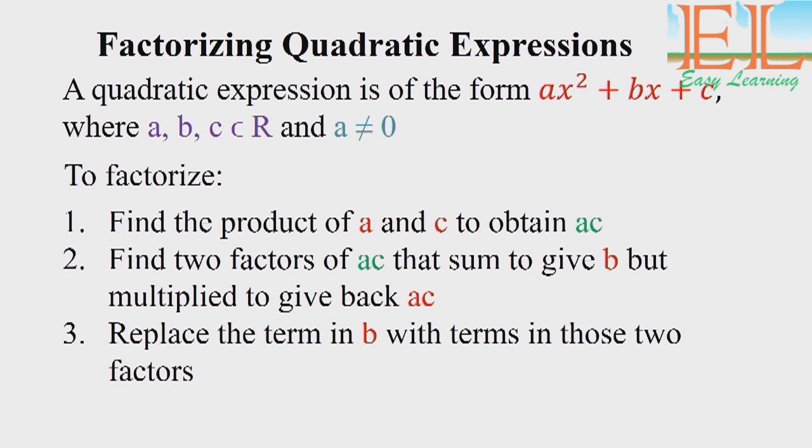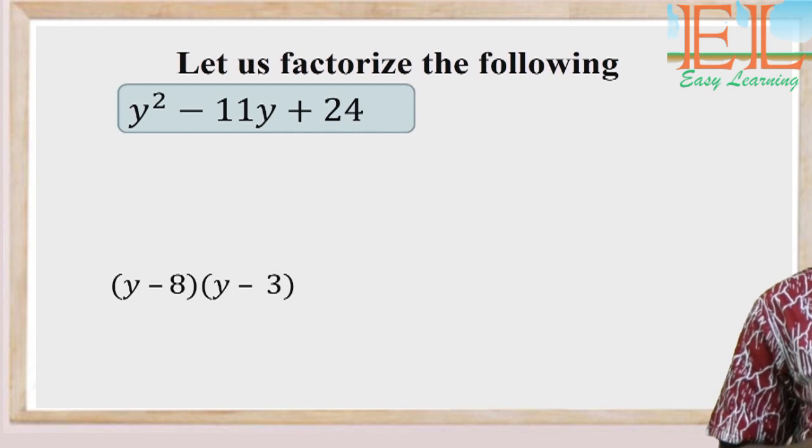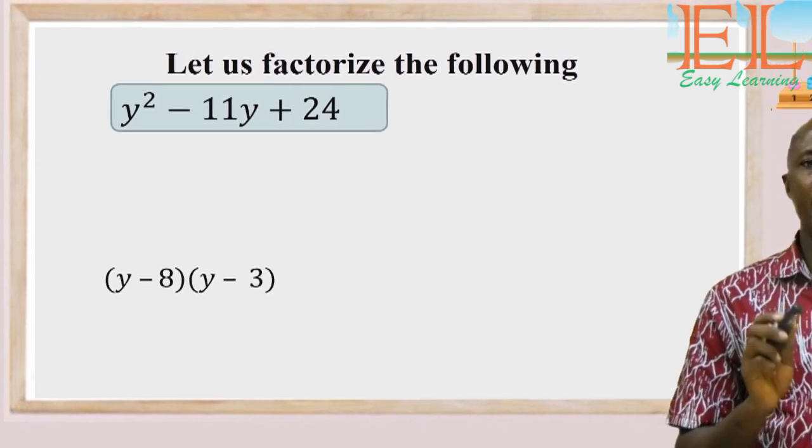You will replace the term in B with those 2 factors, and they will now become 4 terms. So you factorize the first 2 and the last 2. Let's take an example. Factorize y squared minus 11y plus 24.